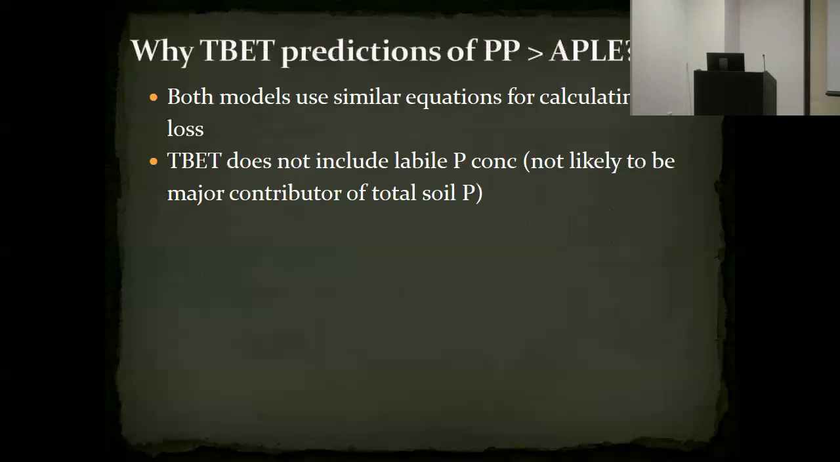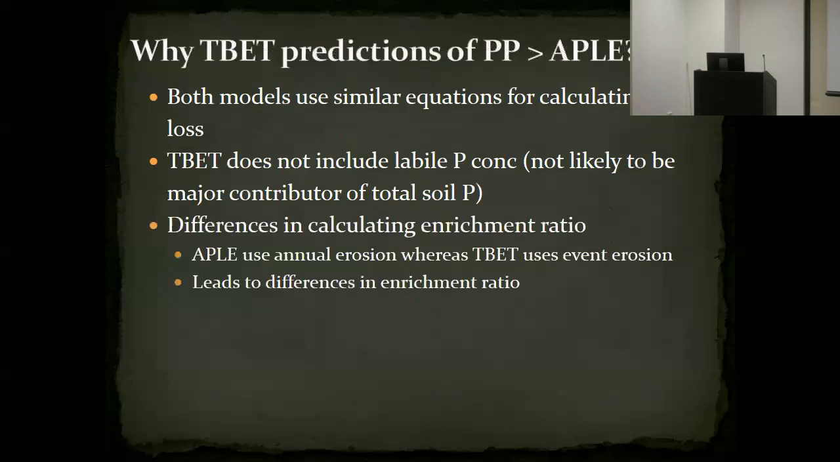T-Bet does not include labile P. This is only for those who, I don't want to really get into details here, but if you're familiar with these equations, T-Bet doesn't include labile P concentration when it calculates total soil P, which is how the particulate P loss is calculated. But that's just going to be a fraction of total soil P. So that's really not going to be that important.